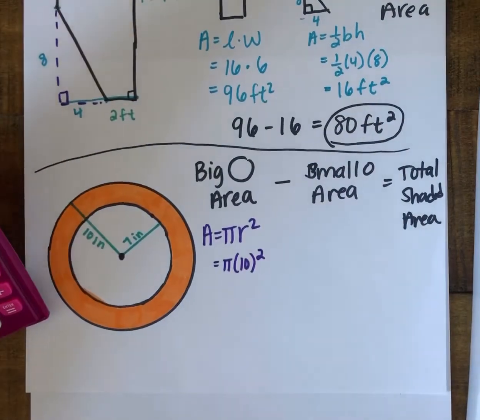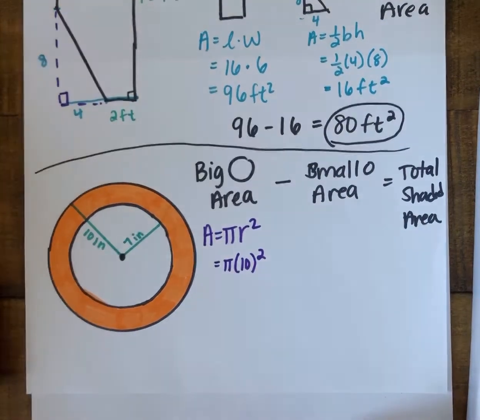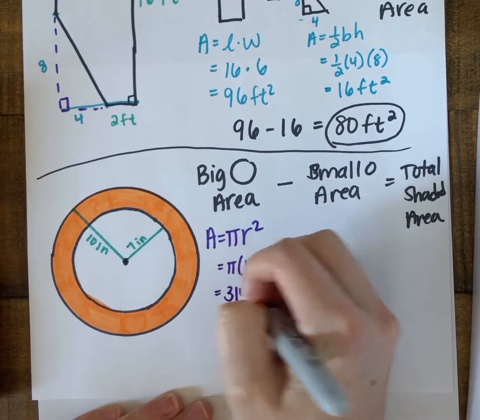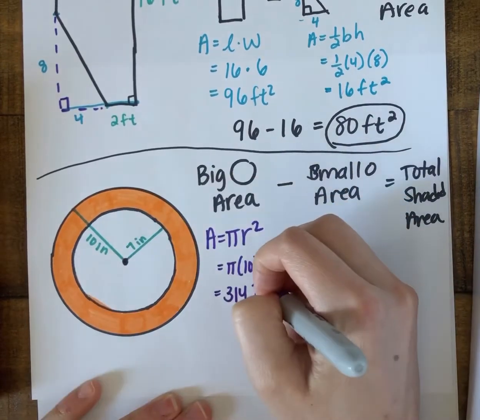So I get 314.15. I'm going to round that to 314.2. And give myself some units, square inches.